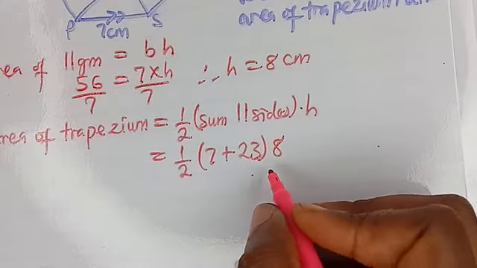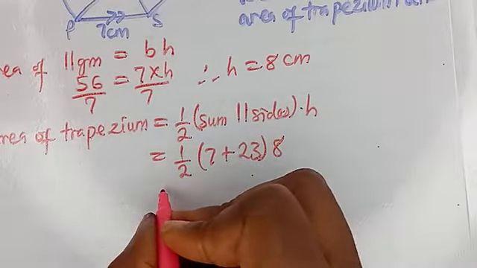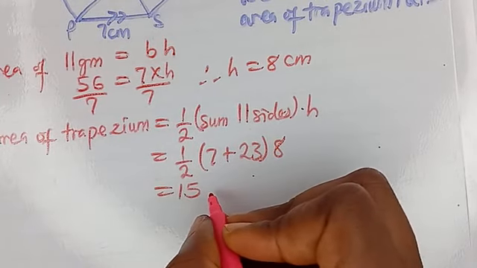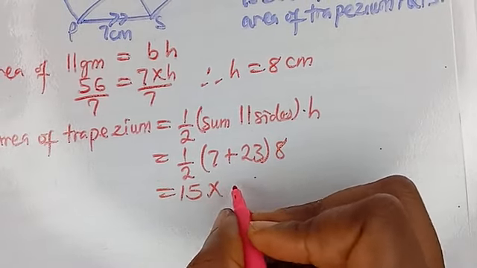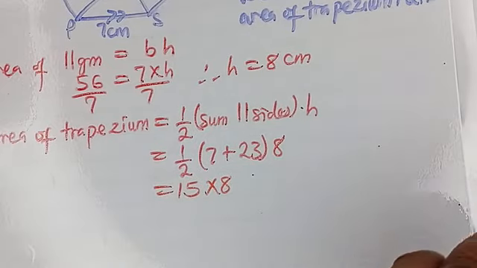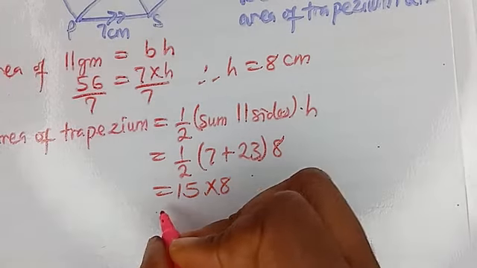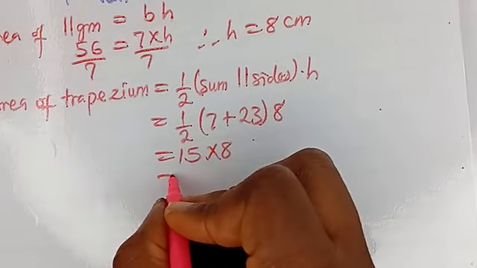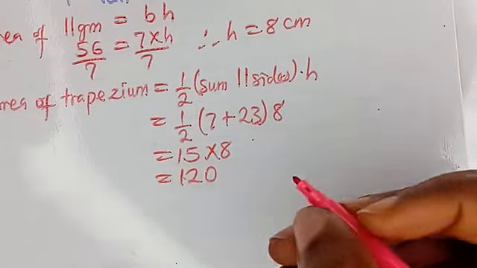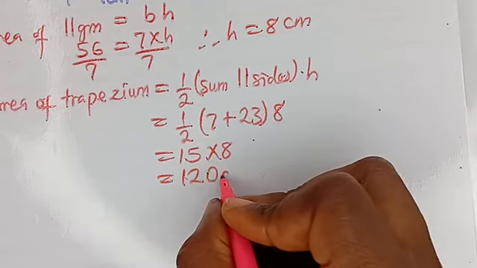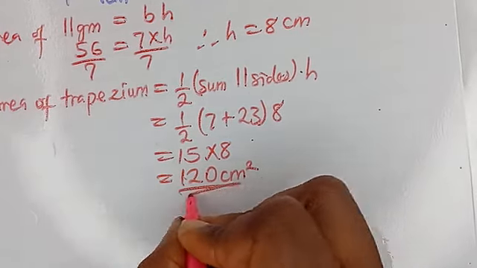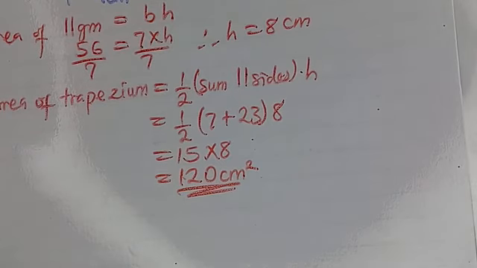Okay, 7 plus 23, that is 30. Half of 30 is 15 times 8. Okay, 15 times 8 is 120. Equal to 120. So since it's an area, it's in per unit squared. So cm squared.